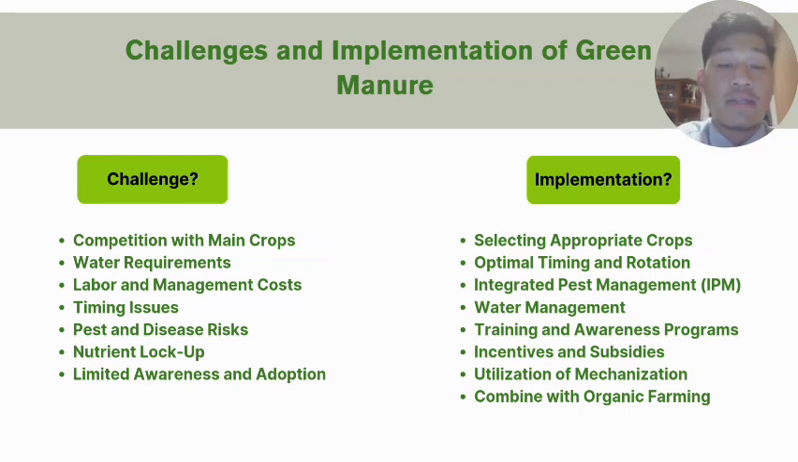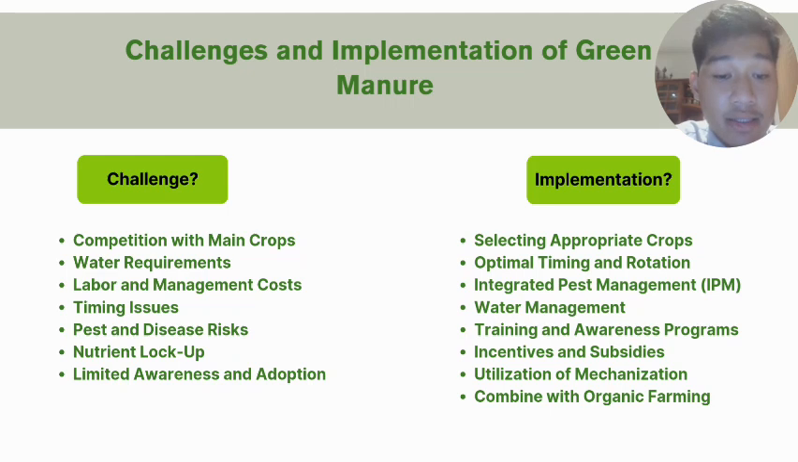Third is integrated pest management or IPM. Integrated pest management use pest-resistant or disease-tolerant green manure crops to minimize risk to subsequent crops. Fourth is water management. Adopt efficient irrigation techniques such as drip irrigation to minimize water use for green manure crops. Fifth is training and awareness program.